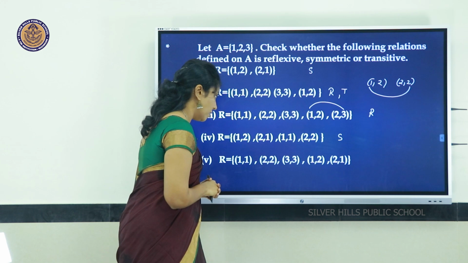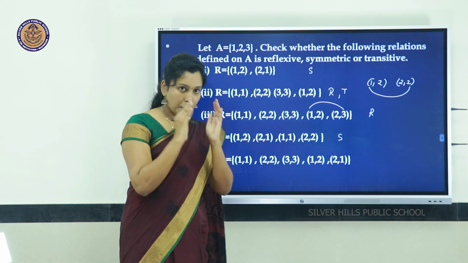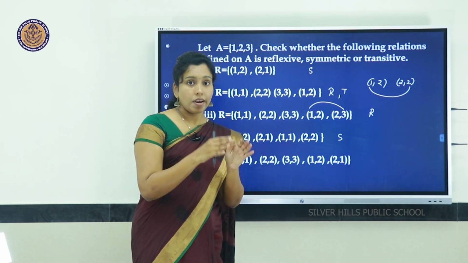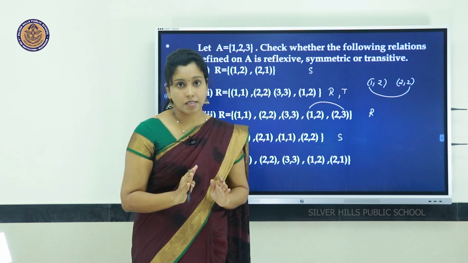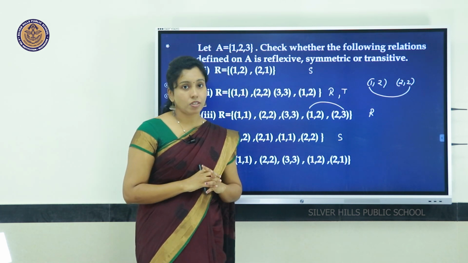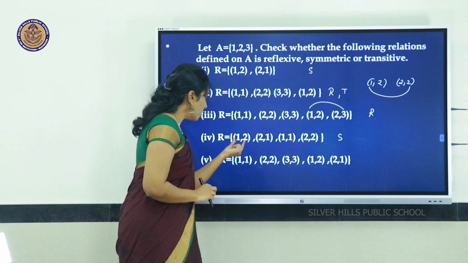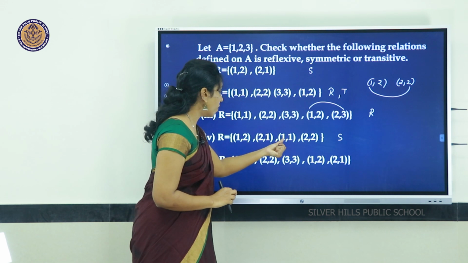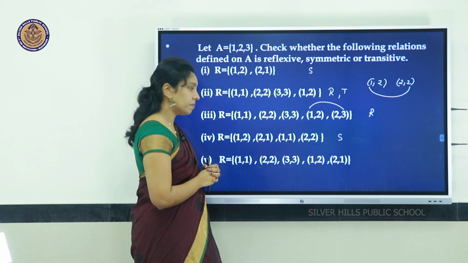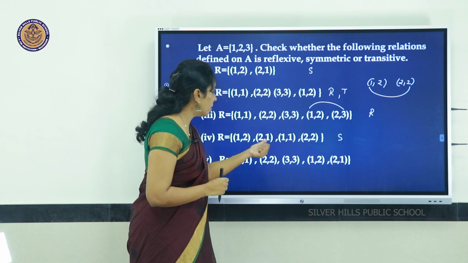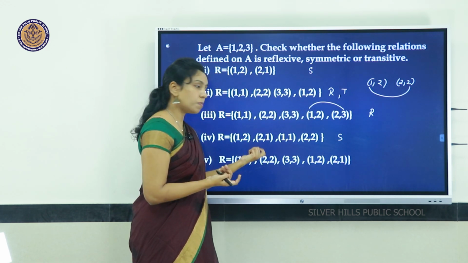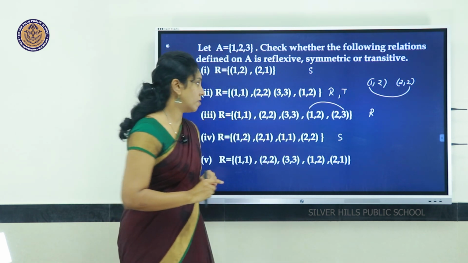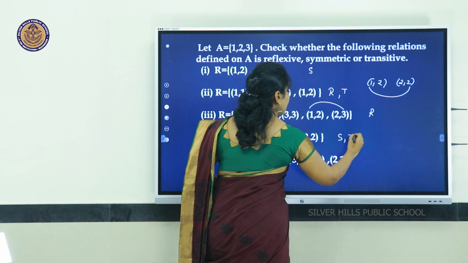Then comes the transitive condition. We are going for AB. Choose AB and BC and just show if AC is present, it is transitive, or else we will conclude it is not transitive. Look at this 1, 2, and you have a pair starting with 2, 2, 1. So, what about 1, 1? Yes, you have 1, 1 here. Okay. So, now if you take 2, 1, you have 1, 1. 2, 1 is present. Yeah. So, I can conclude the given relation is transitive. So, it is symmetric as well as transitive.